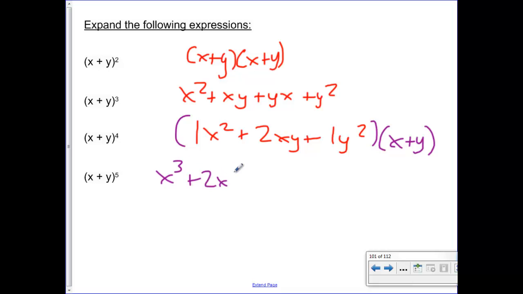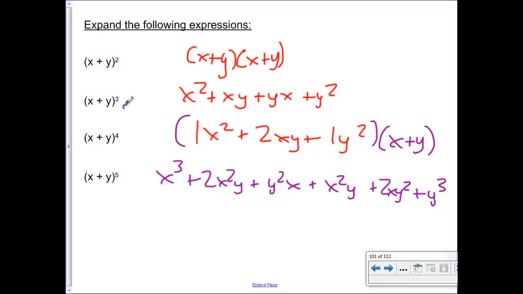3, 2x squared y, y squared x, and you're going to get x squared y, 2xy squared, and y to the 3. Yeah, it actually is pretty nasty by the time we're done. We're only going to do this once to make the point.